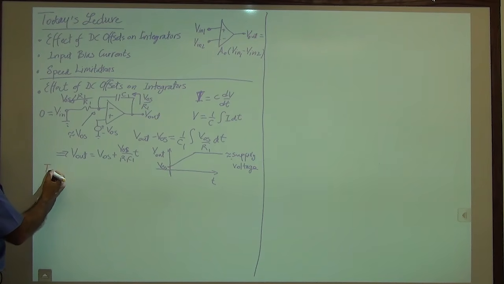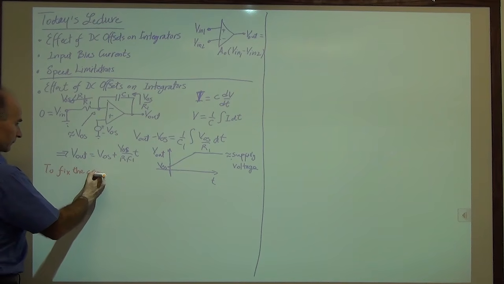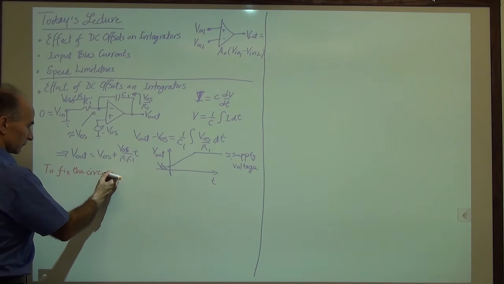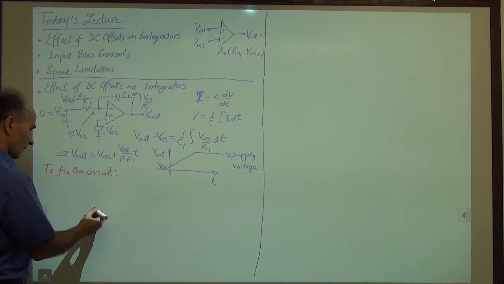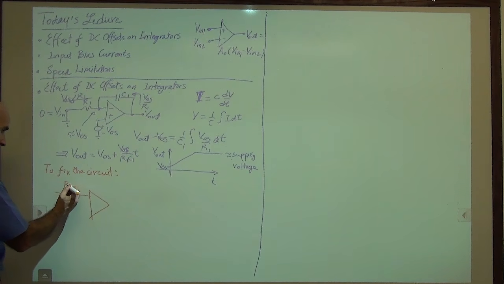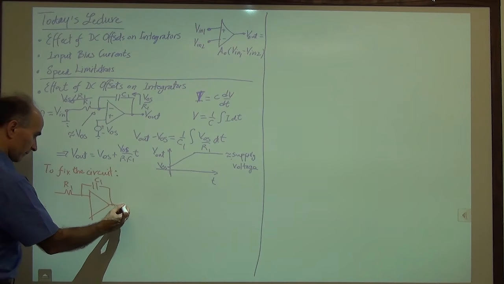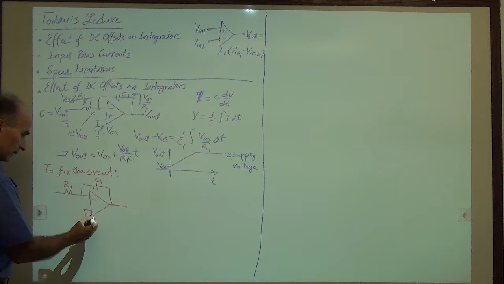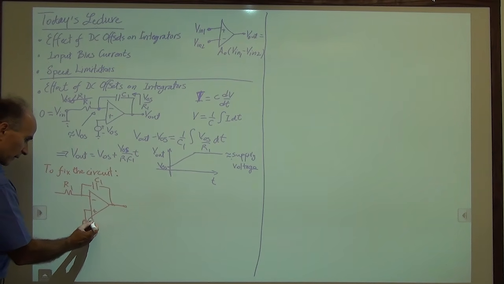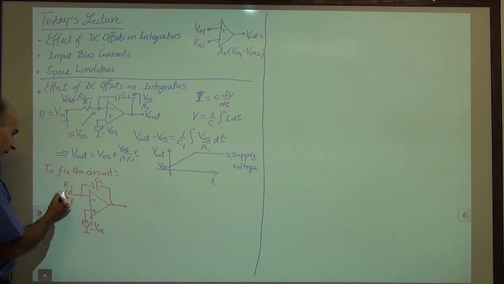So to fix the circuit, we take the integrator as before, R1, C1, and of course there's an offset here. I can draw that offset as well. We know that there's an offset in the op amp all the time. And this is our input.